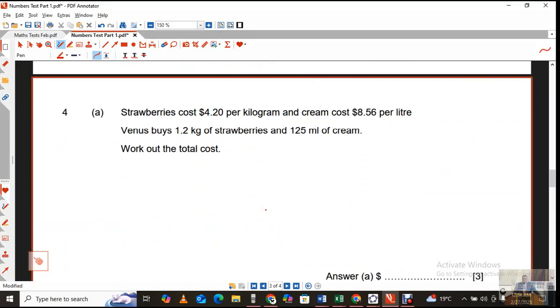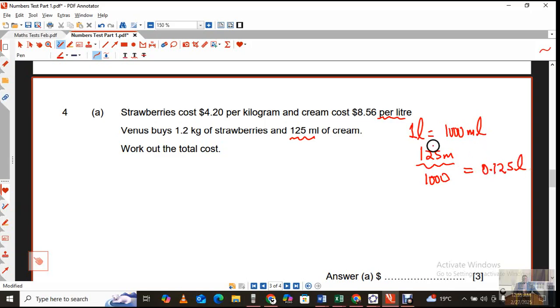Question 4. Strawberries cost $4.20 per kilogram and cream costs $8.56 per liter. Venus buys 1.2 kilograms of strawberries and 125 milliliters of cream. Work out the total cost. The problem here is that this is in milliliters, and the cost is per liter. So you know that 1 liter is equal to 1,000 milliliters. Therefore, 125 milliliters, you divide by 1,000.